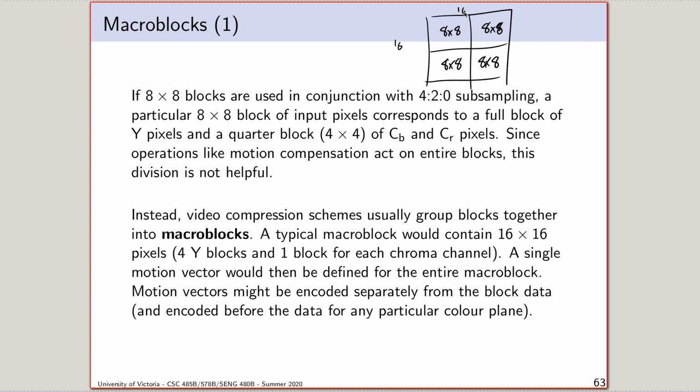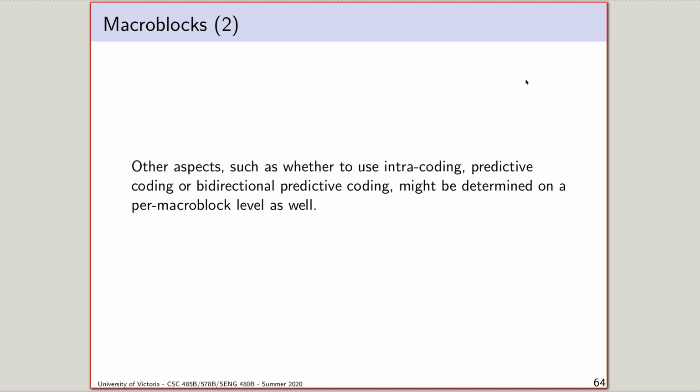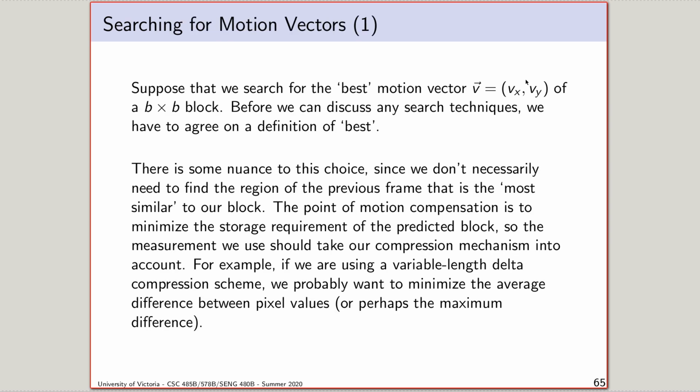Computing it per macroblock also means you can reuse the same value for the color blocks as you do for Y. I find one motion vector for this huge macroblock, let's say it points over there, I can then use that motion vector when I'm encoding the 4 Y blocks and when I'm encoding the CB block and the CR block that correspond to this 16 by 16 region. And so other aspects like whether a particular block should be predicted or not, whether it should be a P block or a B block inside of a P frame or B frame, those might also be done at the macroblock level.